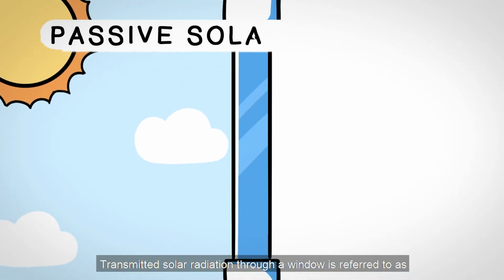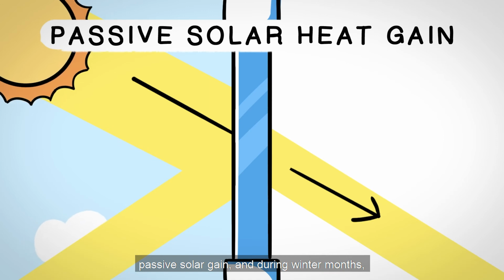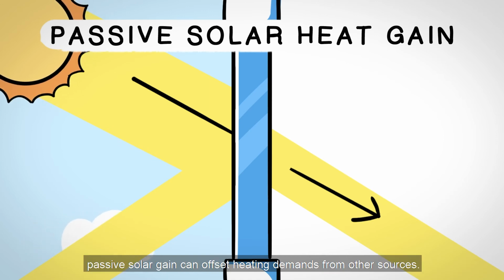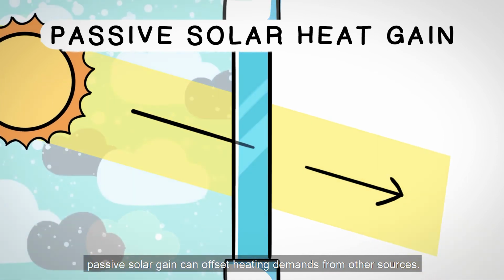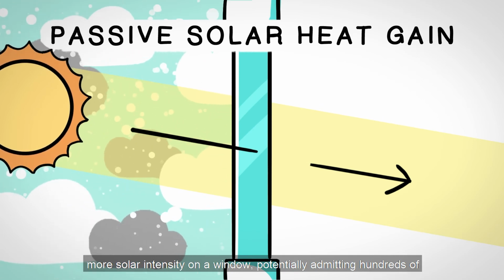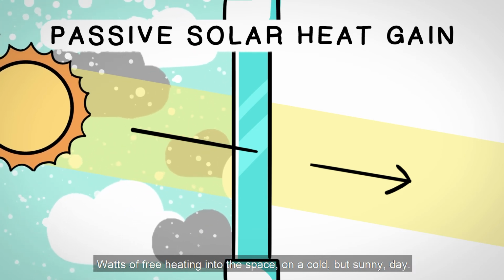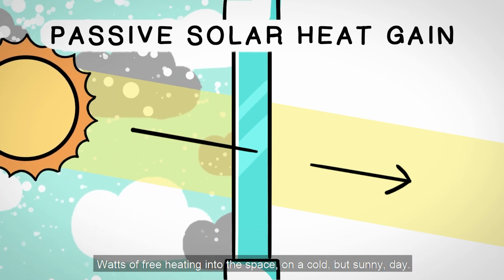Transmitted solar radiation through a window is referred to as passive solar gain, and during the winter months, passive solar gain can offset heating demands from other sources. Lower solar altitude angles in the winter generally mean more solar intensity on the window, potentially emitting hundreds of watts of free heating into the space on a cold but sunny day.